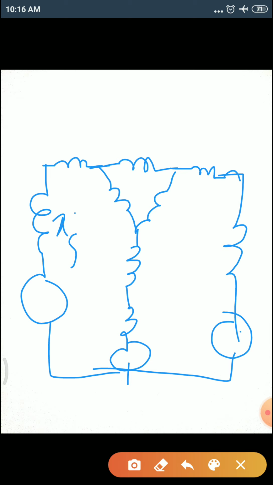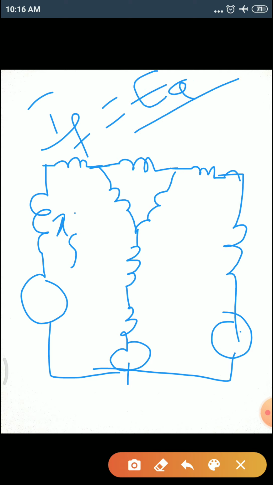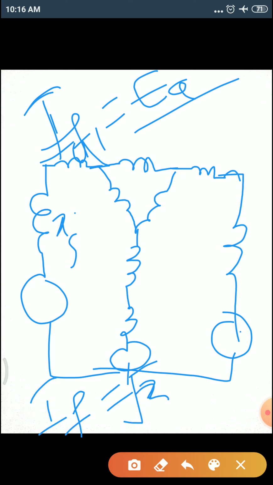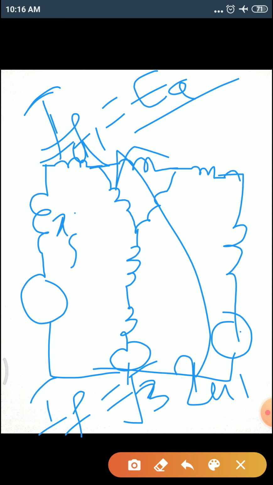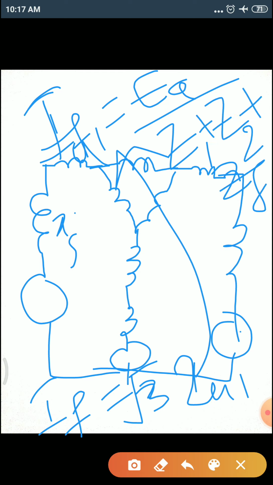Remember one thing, this is a line to line fault. Therefore, to calculate the fault current, what is the formula? You can recall, IF will be related to IA1. Once we calculate IA1 we have to calculate IF. IF is nothing but root 3 times IA1. Let's first calculate IA1, which is equal to EA divided by Z1 plus Z2 plus ZF.